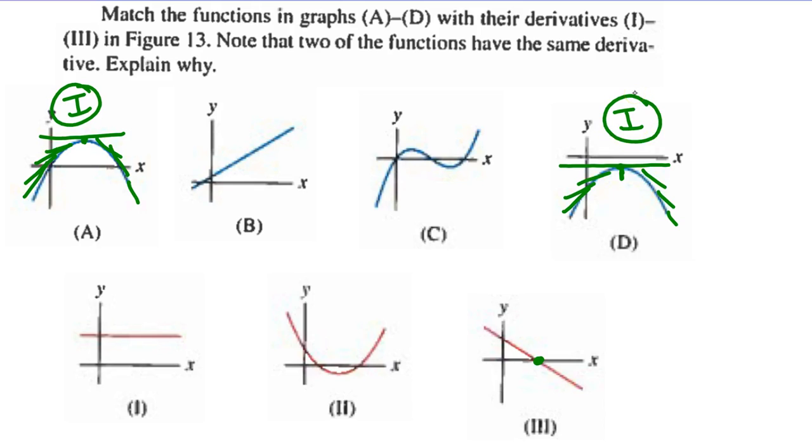Now let's take a look at B. Because B is a line, it has the same slope the whole time. It looks like the slope is something positive. We don't really know what it is, but it's the same the whole time and it's positive. So look at the graph number 1. It's positive the whole time and it's constant.